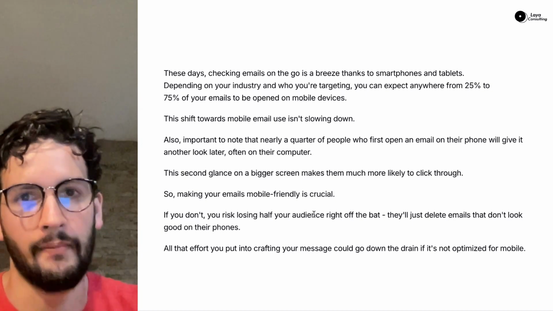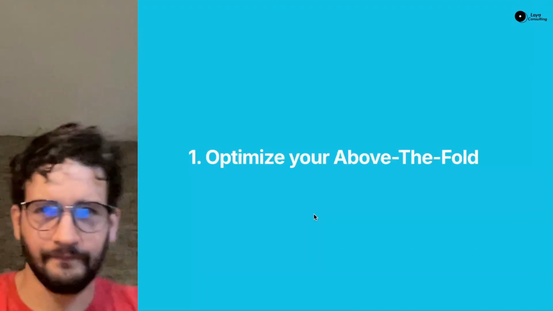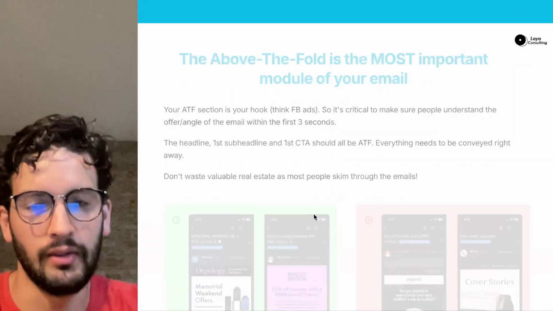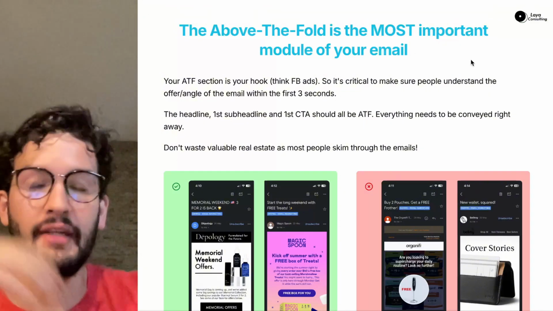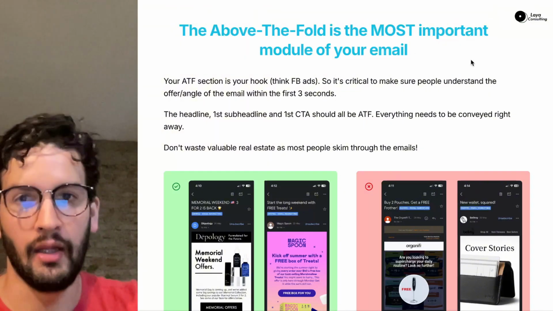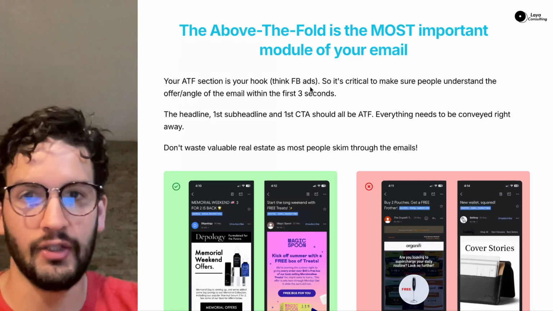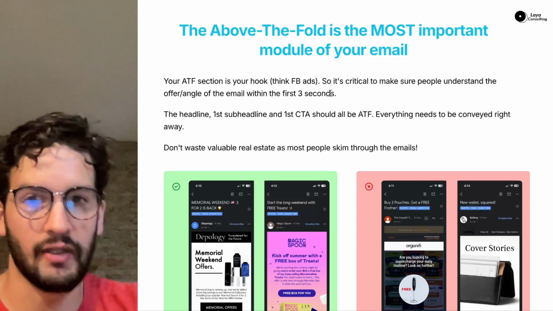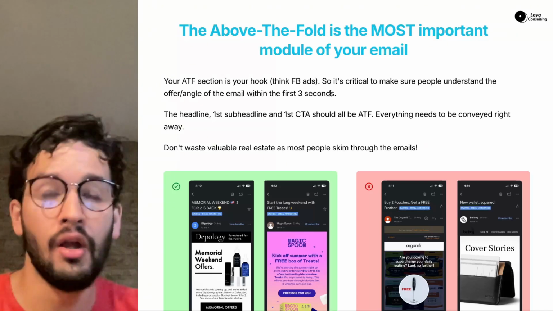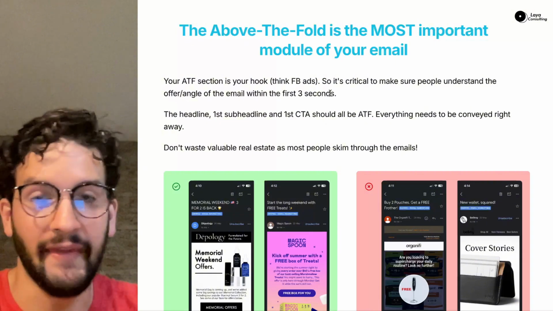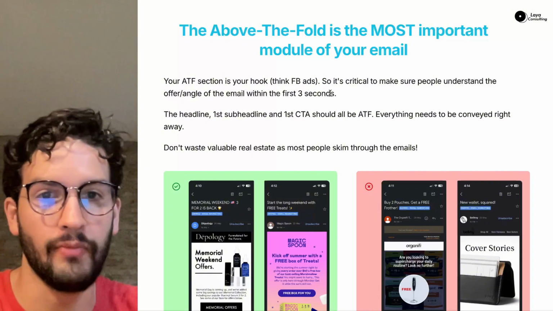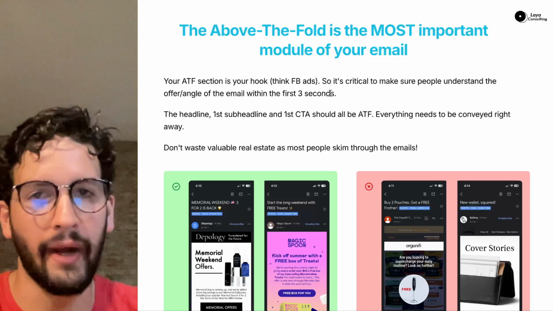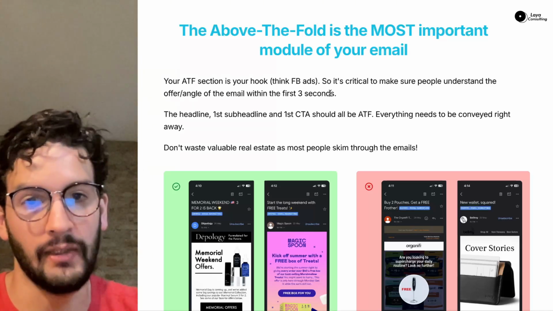So the first thing you need to do is make sure you optimize your above the fold. The above the fold section is the most important module of your entire email. Your ATF, so above the fold, is your hook, just like a Facebook ad, right? So it is critical to make sure people understand the offer, the angle of the email within the first 3 seconds. The headline, first subheadline, and first CTA should be all above the fold. Everything needs to be conveyed right away. So don't waste valuable real estate as most people skim through the emails.